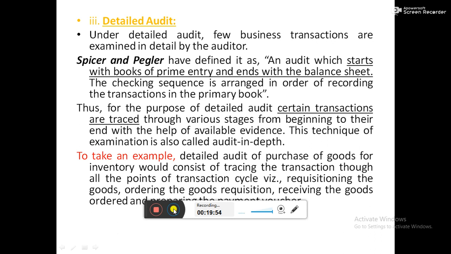Say for example, detailed audit of purchase of goods for inventory would consist of tracing the transactions through all the points of the transaction cycle, from placing an order to buy the goods till the verification of the final payment voucher. In between these two, if they verify all the transactions in detail, it is called detailed audit. So, under a detailed audit, only few business transactions are examined in detail, thoroughly by the auditor.